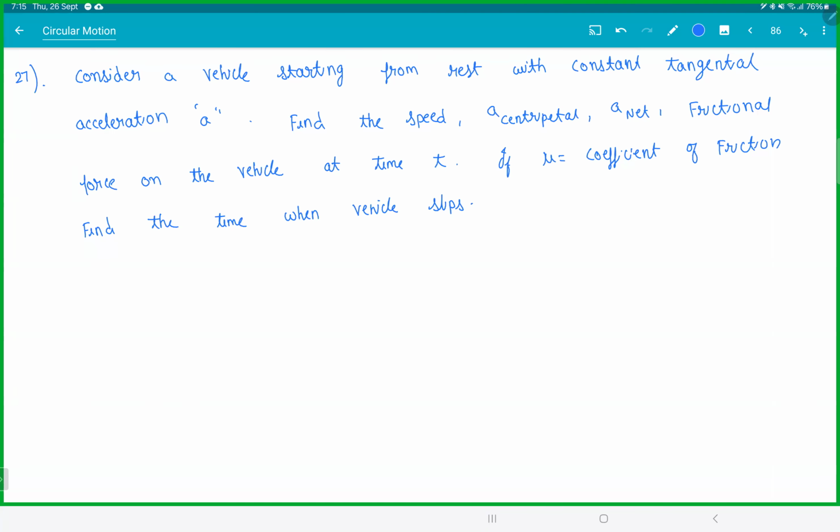Like I said, for the speed and all, you can just use regular kinematics. Since a is constant, you can use v is u plus at, s is ut plus half at square, all that stuff works.